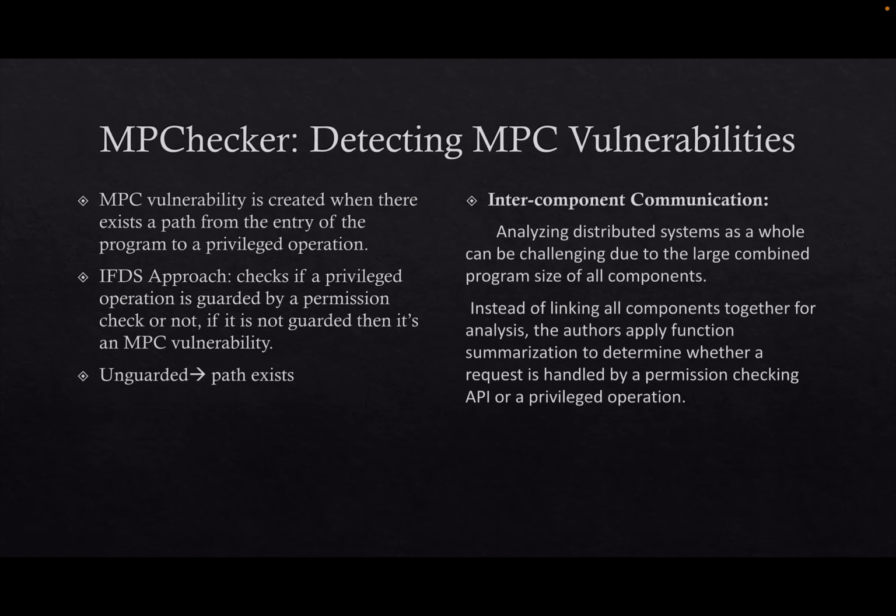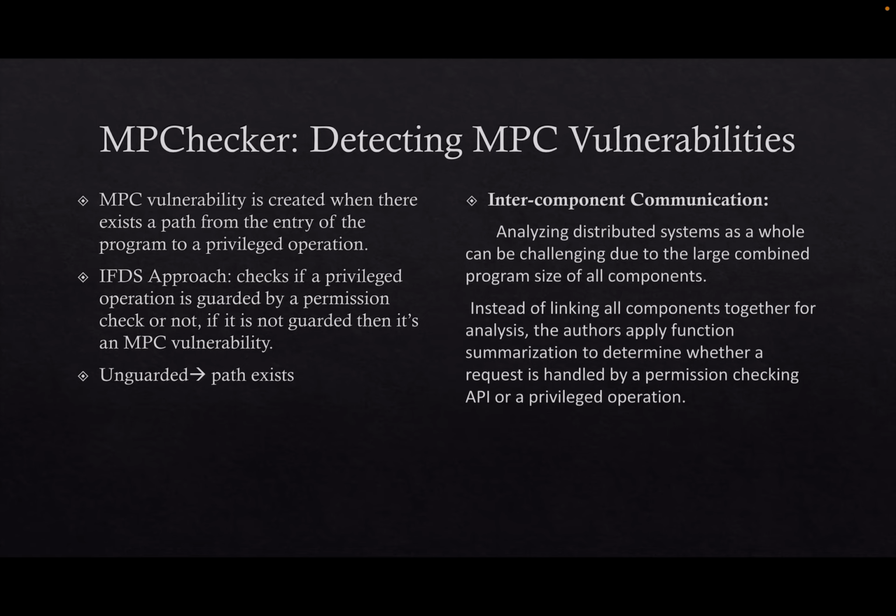Detecting MPC vulnerabilities. Okay, an MPC vulnerability is created when there exists a path from the entry of the program to a privileged operation. A request is regarded as a privileged operation if there are unguarded privileged operations in its corresponding handler. Otherwise, it is a permission check if there exists a permission check which post dominates the entry of the handler. IFDS approach. IFDS means interprocedural finite distributive subset. It checks if the privileged operation is guarded by the permission check or not, and if it is not guarded, then it's an MPC vulnerability.